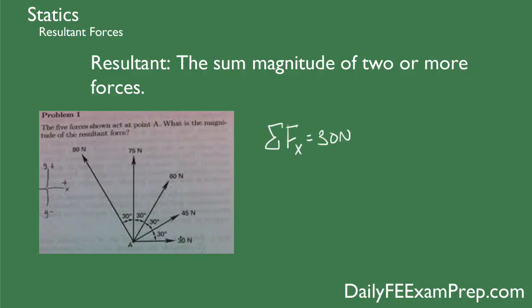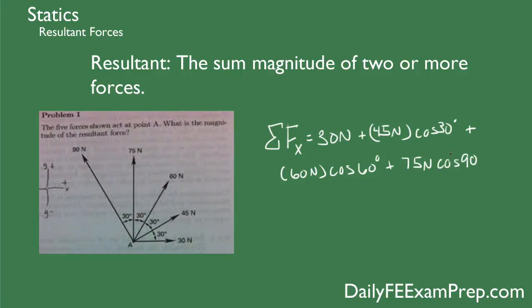There's no angle being applied there, so it's just 30 newtons plus 45 newtons times cosine 30 degrees plus 60 newtons times cosine of 60 degrees plus 75 newtons times cosine of 90 degrees plus 90 newtons times the cosine of 120 degrees is equal to, and that sum comes up to be 54 newtons.